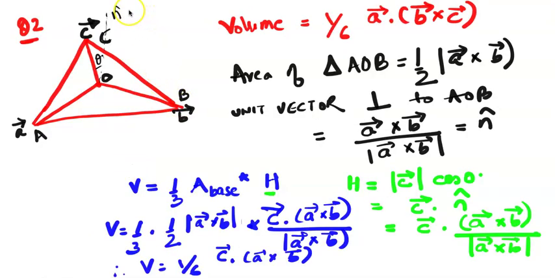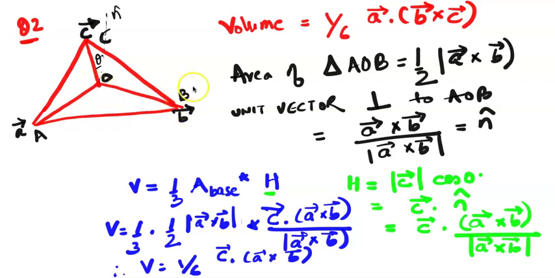Okay, so question 2, we need to prove that if there is a tetrahedron, then its volume is given by 1/6 of a dot b cross c. So let's see a tetrahedron with the origin O, a vector, b vector, so OAB as base, and then c vector as its point. So first we need to find what is the area of this base.